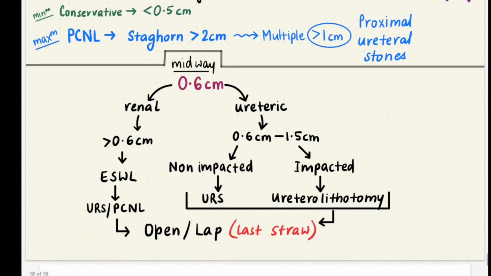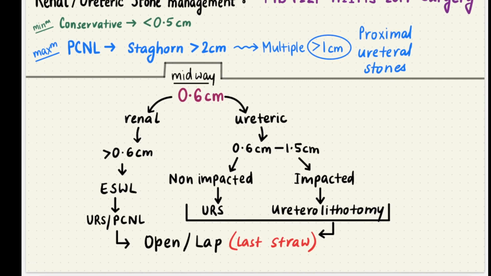Now what happens is you don't classify renal and ureteric, you just classify the size and then go according to renal and ureteric. So 0.6 is like a midway value. In case of renal stones, if it is more than 0.6 centimeter, you'll do ESWL, and if ESWL does not work out, then URS or PCNL. And in case of ureteric stones, you have a range, that is 0.6 to 1.5 centimeter. There you just divide it into impacted and non-impacted. In case of impacted, you go to ureterolithotomy, and in this case you go for URS.